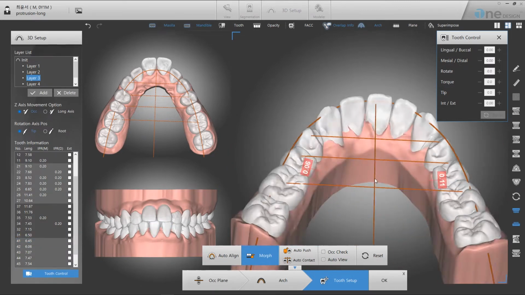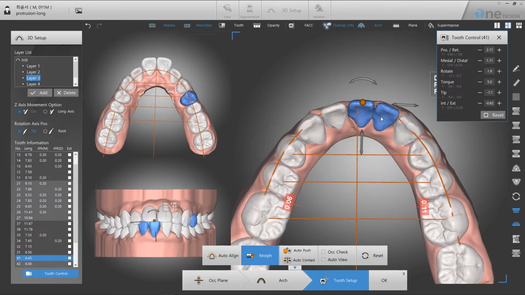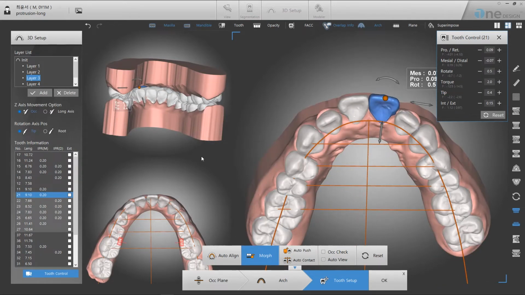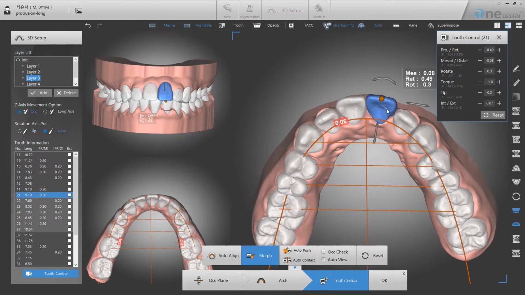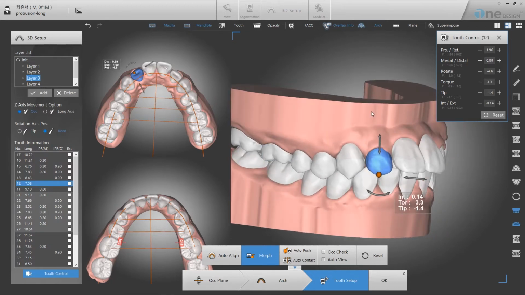After finishing the axis adjustment, align it with the arch line. Apply minus torque to the central incisor so that the maxillary does not overlap, and align it with the arch line.